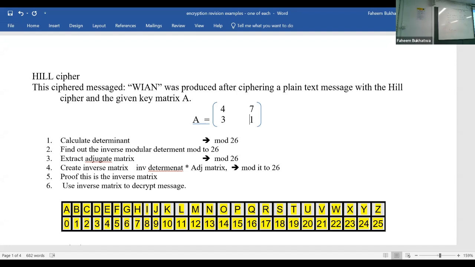The determinant for a 2 by 2 matrix is: multiply the two numbers of the diagonal, 4 times 1, minus the product of the other two numbers, 3 times 7. So it's going to be 4 minus 21. And that gives us the actual determinant, which is minus 17.